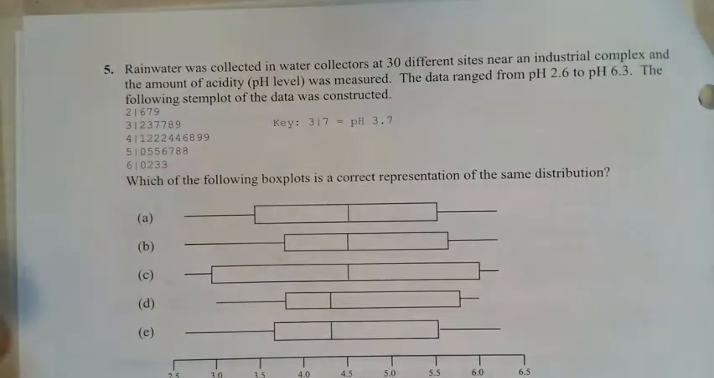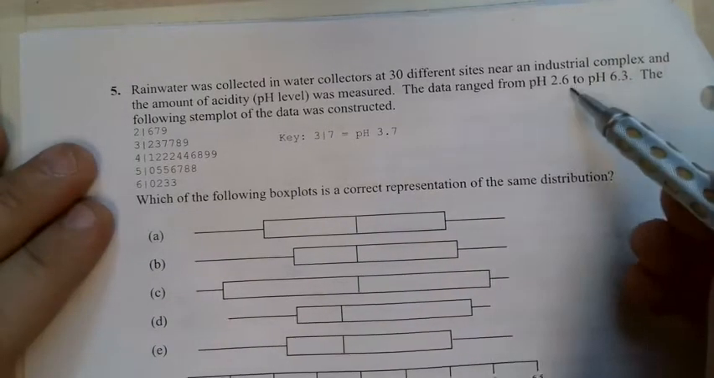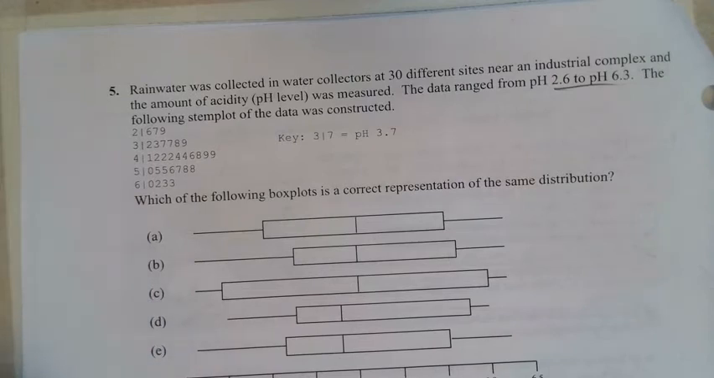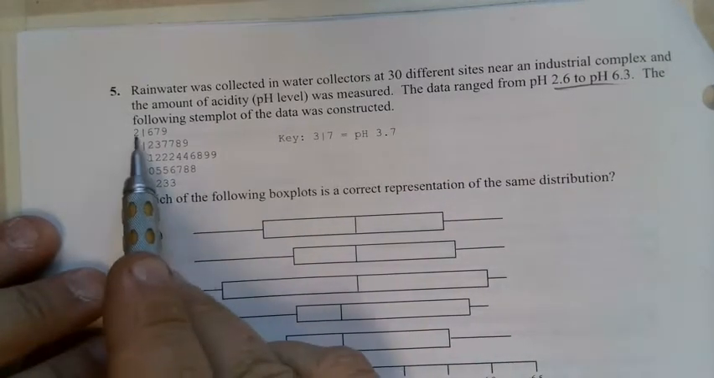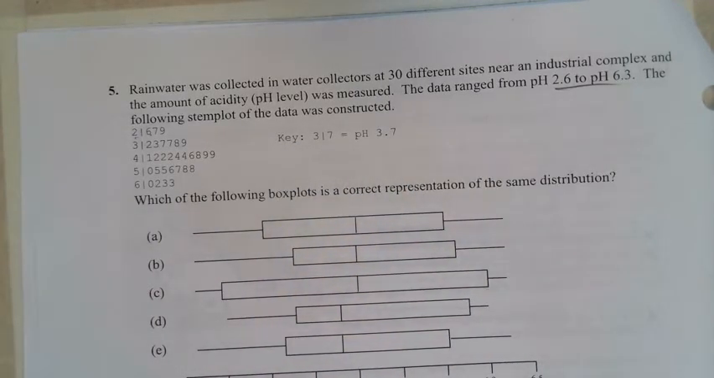Rainwater. Number 5. Rainwater is collected in water collectors at 30 different sites near an industrial complex, and the amount of acidity, pH levels, is measured. The data from pH ranged from 2.6 to 6.3. The following stem plot was constructed. Okay, there's my 2.6 and there's a 6.3. And there's pH. Okay, there's my key. Which of the following is a correct representation of the same distribution?